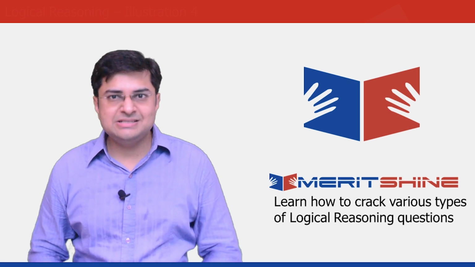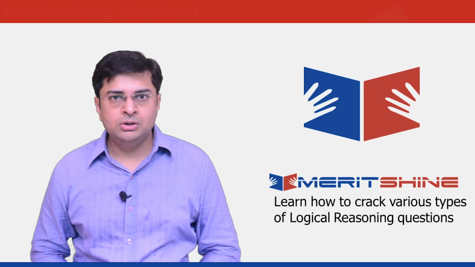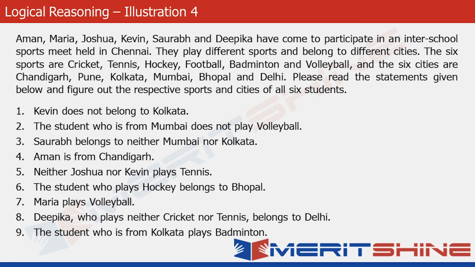Today we are going to discuss yet another way of tabulating data during the course of solving a problem. So let's go to the problem straight away. The question here talks about 6 students who play 6 different sports and belong to 6 different cities. The data is given in the form of 9 statements using which we would need to make a table that contains the names of the students and their respective sports and cities.